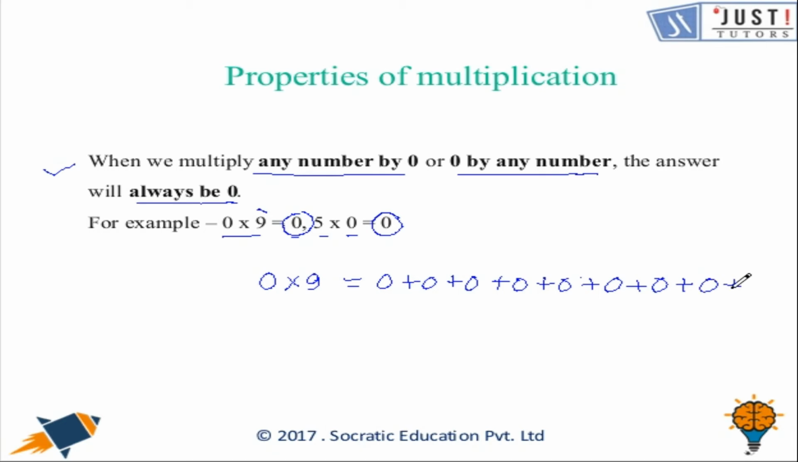But let me add them first. So it's like 1, 2, 3, 4, 5, 6, 7, 8, 9. Yeah, that's right. So that's 0. And 5 times 0 means 0 lots of 5. So if there is no lot of 5, the answer will still be 0. Hope you understand it now.